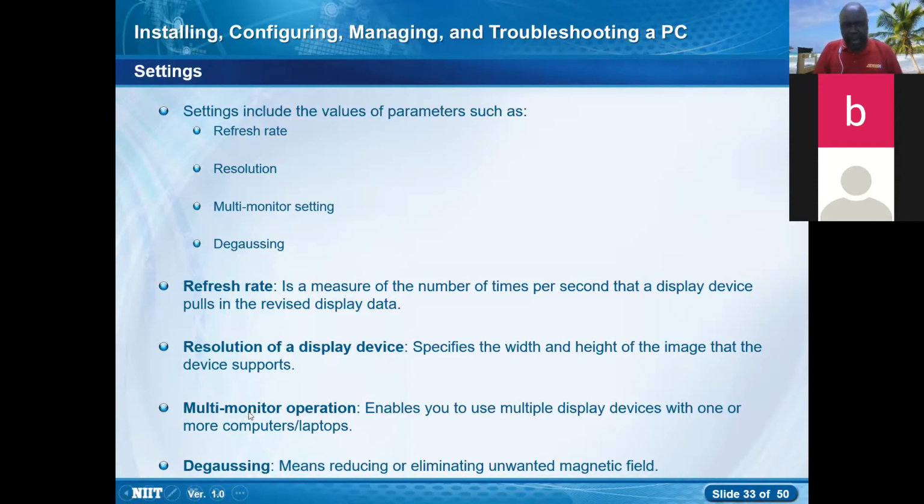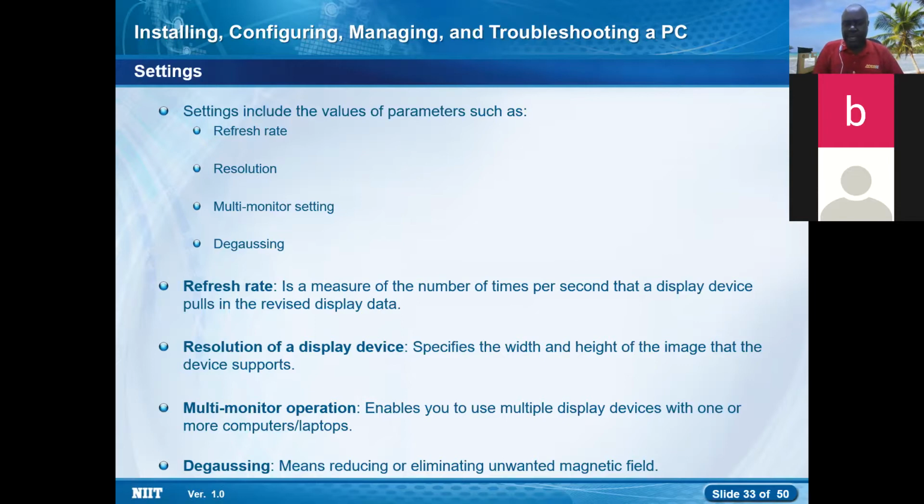The third one is multi-monitor operation. Most computers have provision for you to be able to connect more than one monitor so that you are able to have a wider view, or you reproduce the same images, like when you are using a projector. What I'm saying is what is also being projected to the audience. Again, I'll be able to demonstrate those when we have time to have a physical meeting.